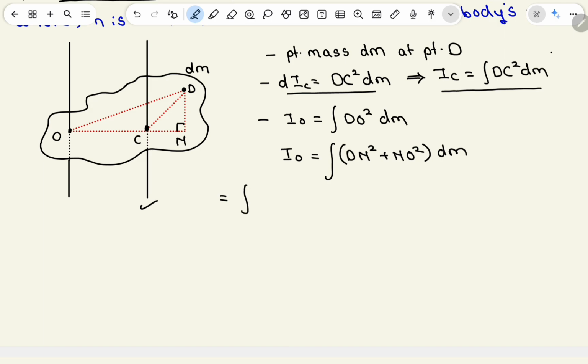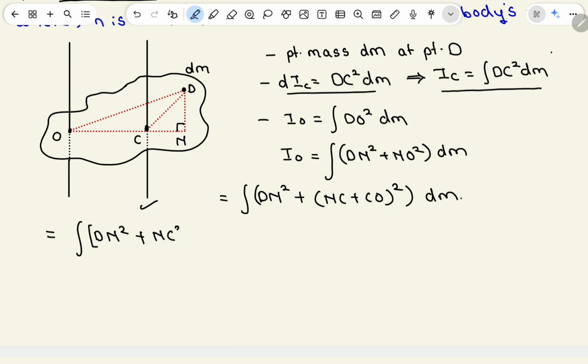So IO is integral dN square plus NO square into dm, which is equal to integral. Let's keep the dN square as it is. But if you look at the diagram, NO can be written as NC plus CO. So NO is written as NC plus CO whole square in brackets into dm. Now let's open the brackets. So we have integral dN square plus NC square plus twice NC CO plus CO square whole into dm.